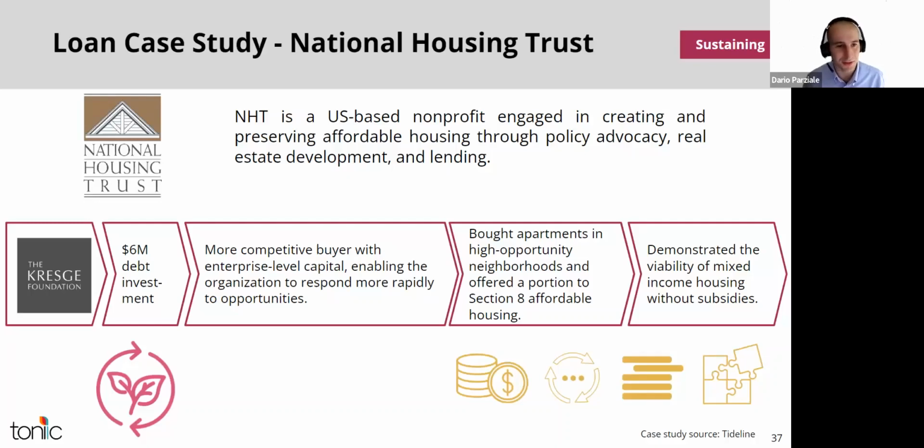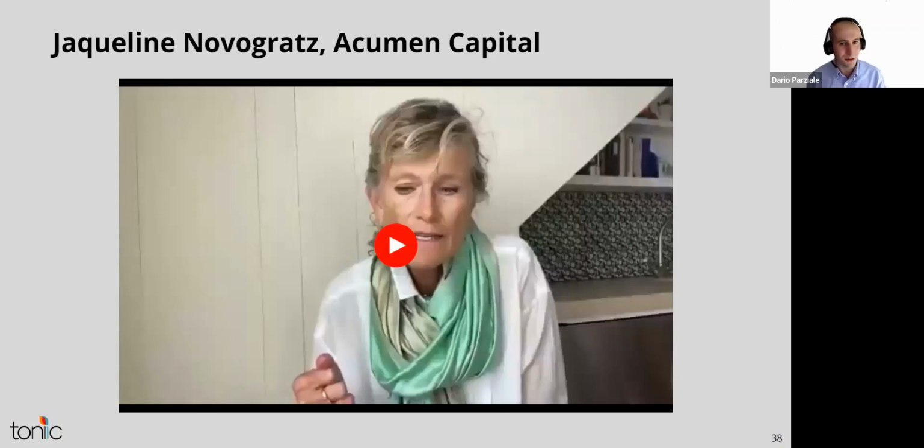Now that we have looked at these examples, let's also hear from one of the leading catalytic capital investors out there. We were lucky enough to get a recording from Jacqueline Novogratz, the CEO and founder of Acumen, which I believe most of you know as one of the leading institutions when it comes to catalytic capital. So let's hear from them what catalytic capital enabled them to achieve in the course of 20-plus years.